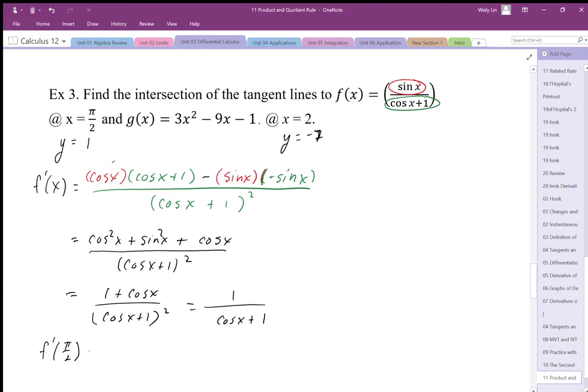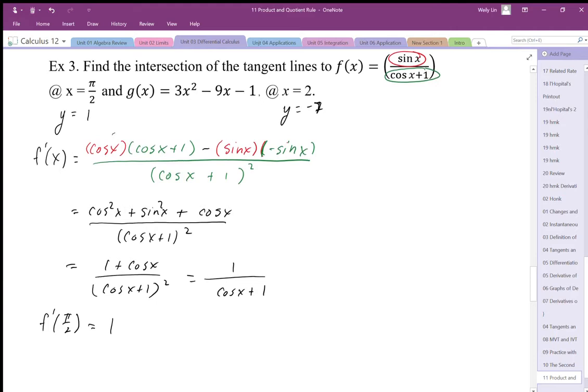I want my derivative, or my slope, at pi over 2. Cosine of pi over 2 is 0, so I get a slope of 1. So there's my slope. The equation of my tangent line, and maybe I'll do this in a different color here, my first tangent line is y equals 1 times x minus pi over 2, plus 1. Okay, so there's one tangent line.